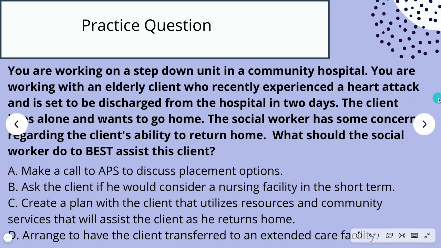So let's start to rule out our answer choices. We can rule out answer choice A, make a call to APS to discuss placement options. While it says we have some concerns, there's nothing that indicates here at this time that a call to Adult Protective Services is needed. We don't have enough information to be able to make a call to APS. So that would be too extreme at this point. Answer choice A is out.